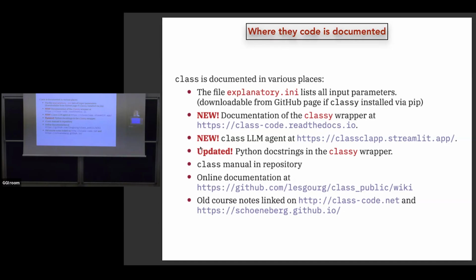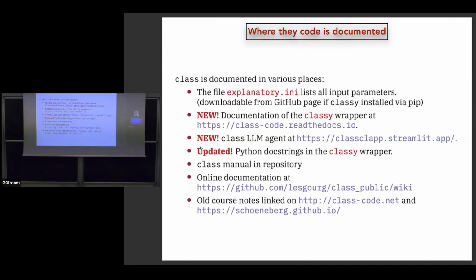I will show you. The classy wrapper has its own documentation in the form of docstrings, and there is an update here because many docstrings were missing until this summer, but in the minor release that I just did at lunchtime today, now all the classy functions have some nice docstrings. They are all well documented.